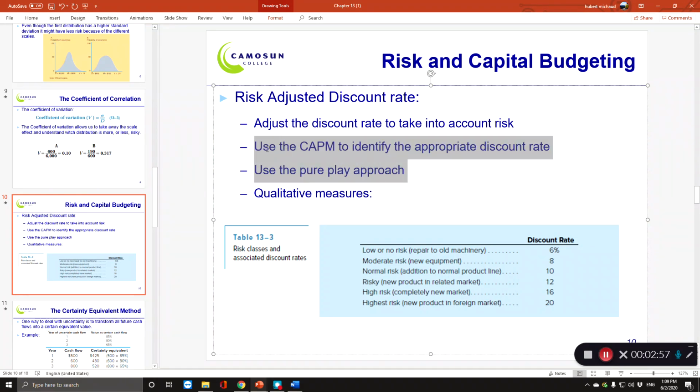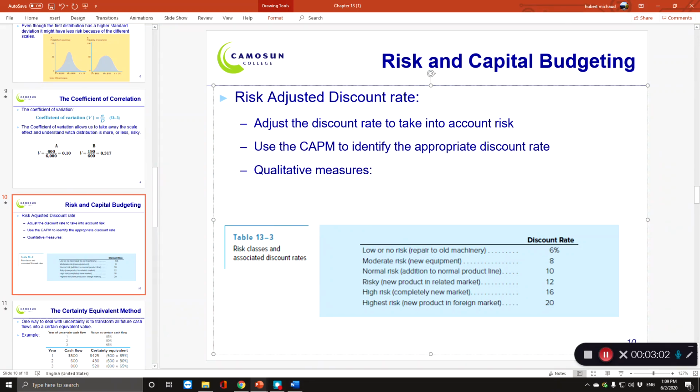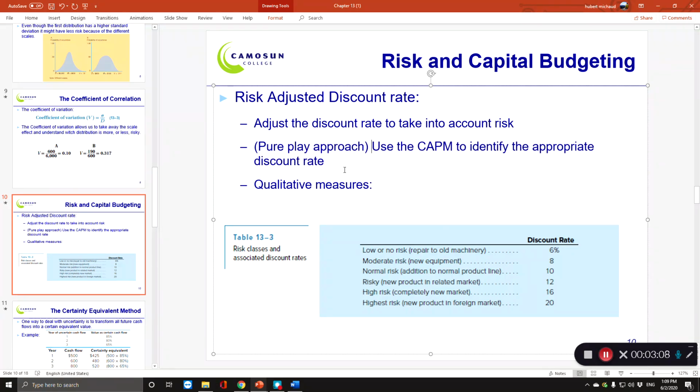Actually, this is the same approach, right? It's called the pure play approach. A better method would probably be to use the CAPM to identify the appropriate discount rate. What should the discount rate be? The CAPM directly includes interest payment. They're not exactly the same, the pure play approach and the CAPM, but they're pretty close.